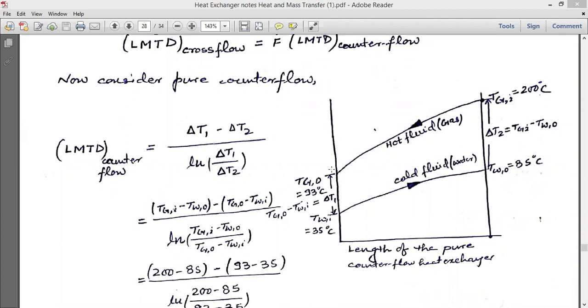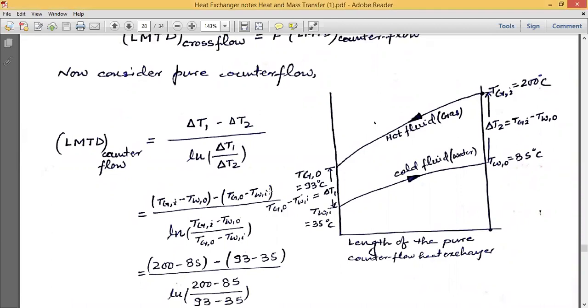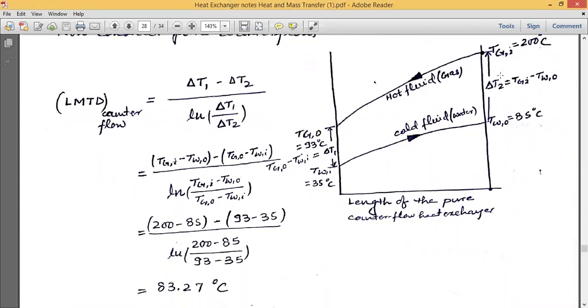What will be the delta T1 value? Here we have assumed this as 1 and this as 2. That is not a problem; in the diagram it is written in reverse manner. So you can write delta T2 minus delta T1 upon ln delta T2 upon delta T1. It will have no effect. Now by using this definition we are substituting all the temperature values. Say this is assumed as delta T1 and this as delta T2.